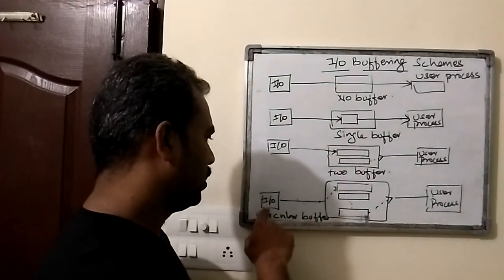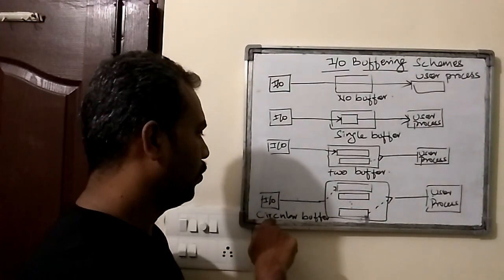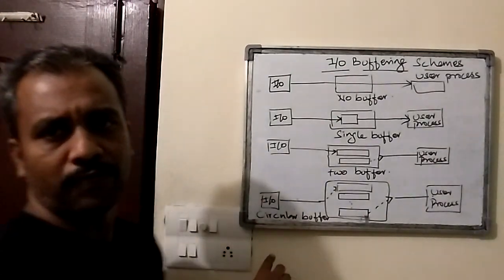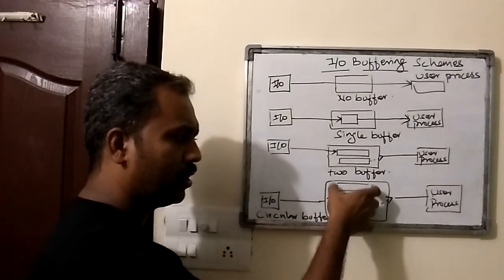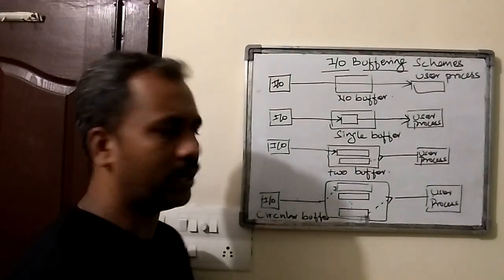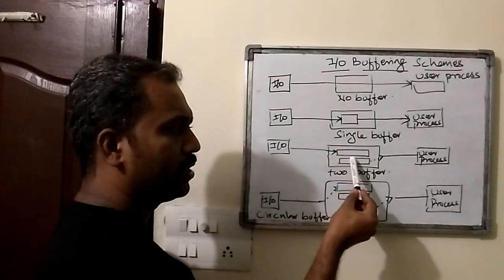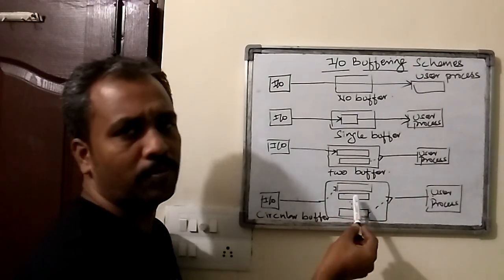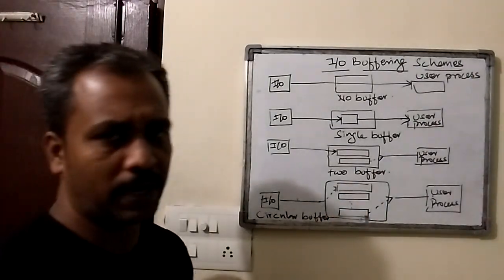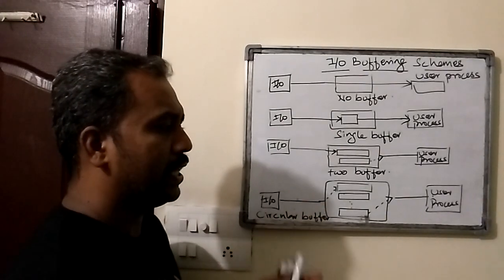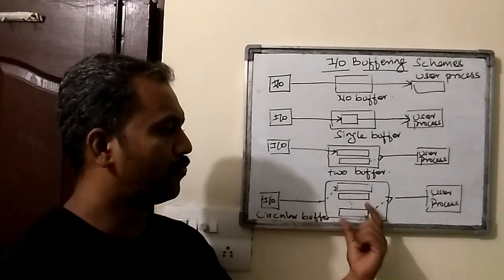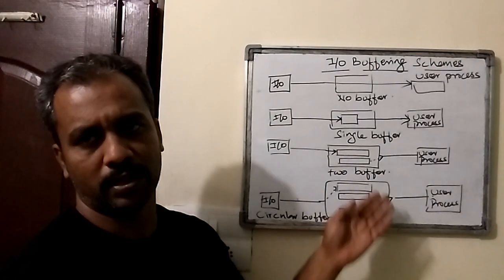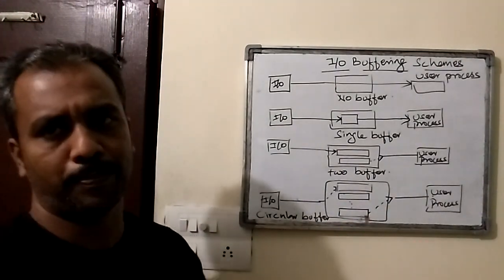Then the fourth category is IO with a circular buffer. Here a number of buffers are introduced. The double buffer is nothing but two, and here you can find that there are more than two buffers, which can easily fill up whichever buffer is free and be read one after another. So it is going to give you a speed up.